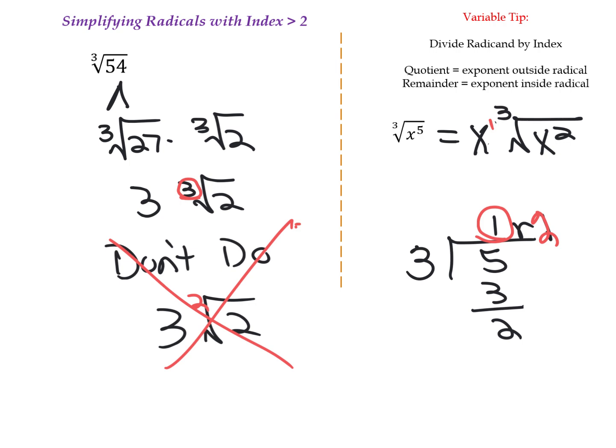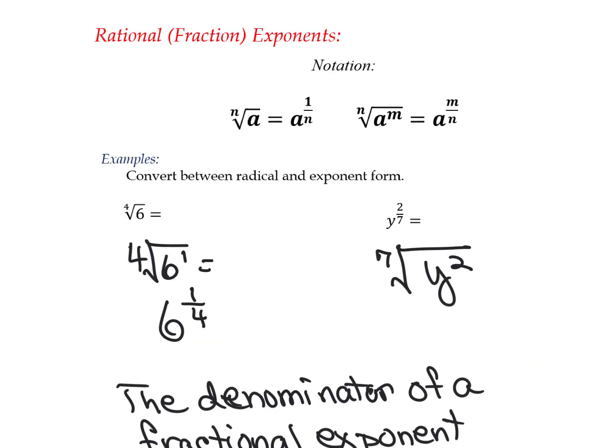What I like to do is pretend that this is the radical, that r represents radical. And this tells me that I'm going to have x to the first outside, and this tells me I'm going to have x to the second inside.